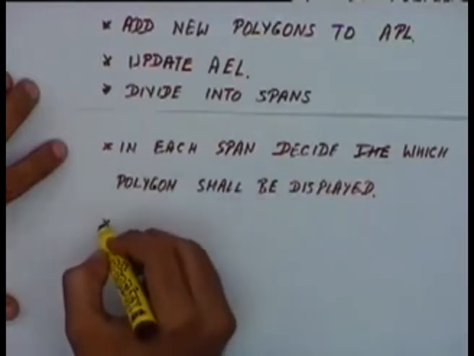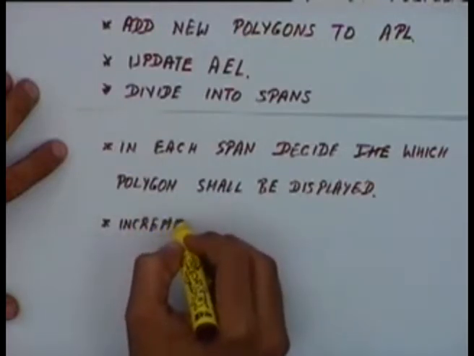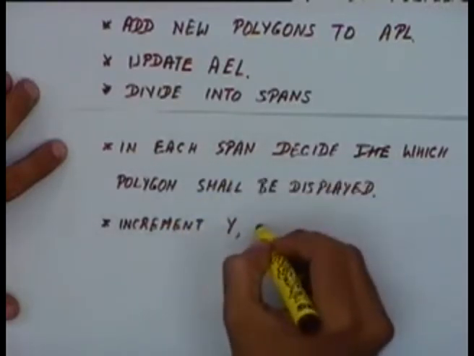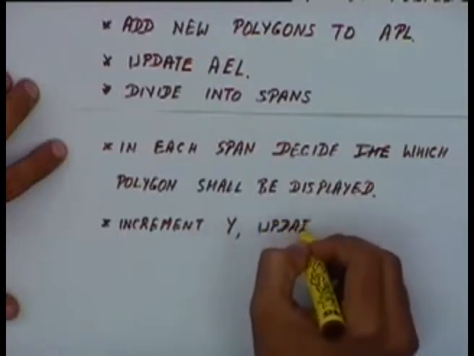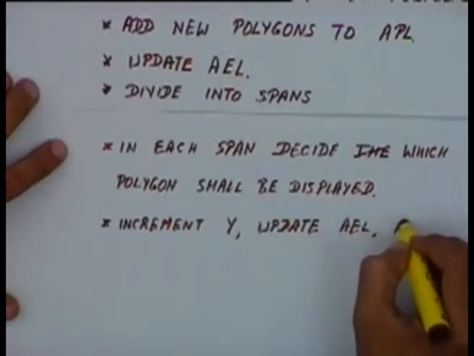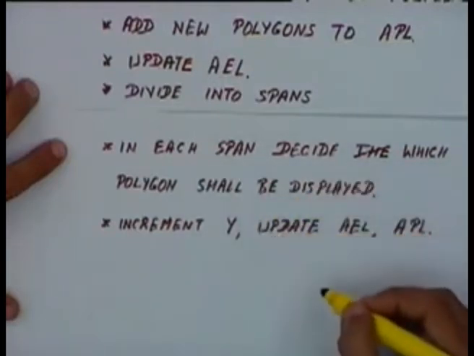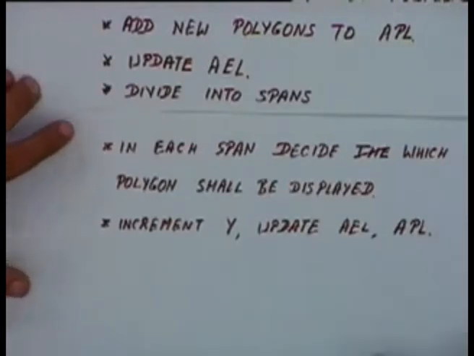Okay, and then we'll increment y and go on to the next scan line, and again update the active edge list and the active polygon list. Some edges would have come to an end, we'll have to delete those edges. Some polygons would have come to an end, we'll have to delete those polygons. So this would be the sequence of steps involved in this.